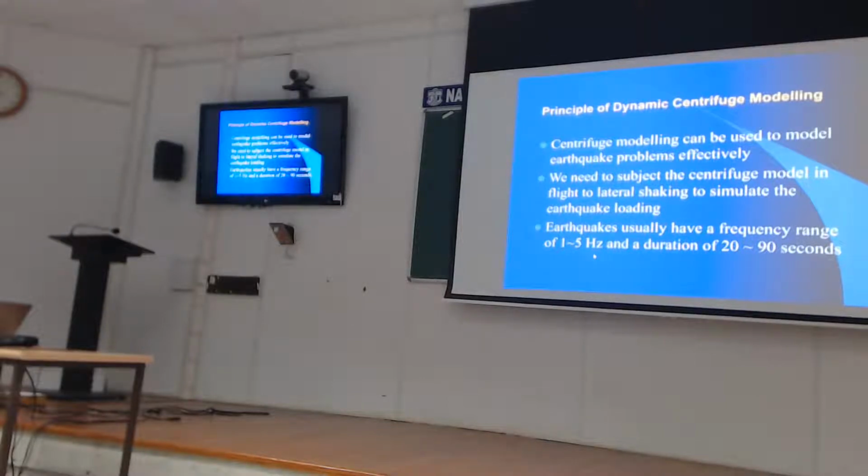So this is the same thing in words, if you like. Usually we're aiming to model earthquakes of 1 to 5 hertz, and 20 to 90 seconds would be a typical earthquake, but I showed you some yesterday. And we need to shake this while the thing is spinning around at about 200 miles an hour. We need the rotation to get the radial gravity field. And while the model is running around, you need to shake it. So the shaking table has to be on the centrifuge.